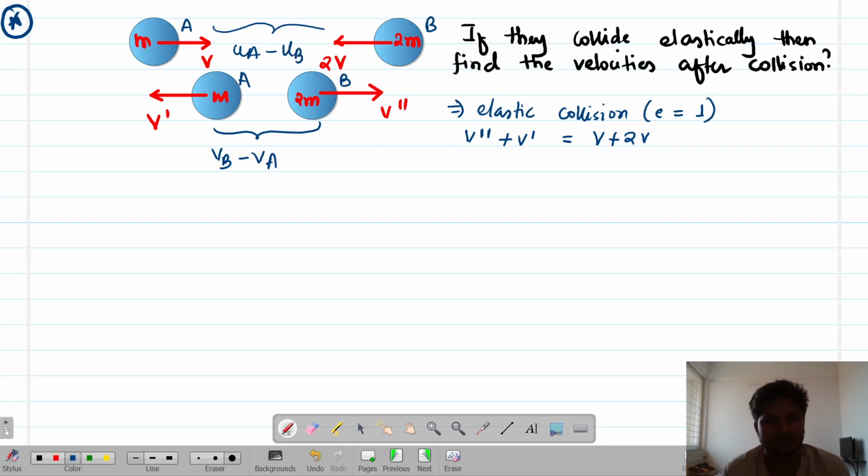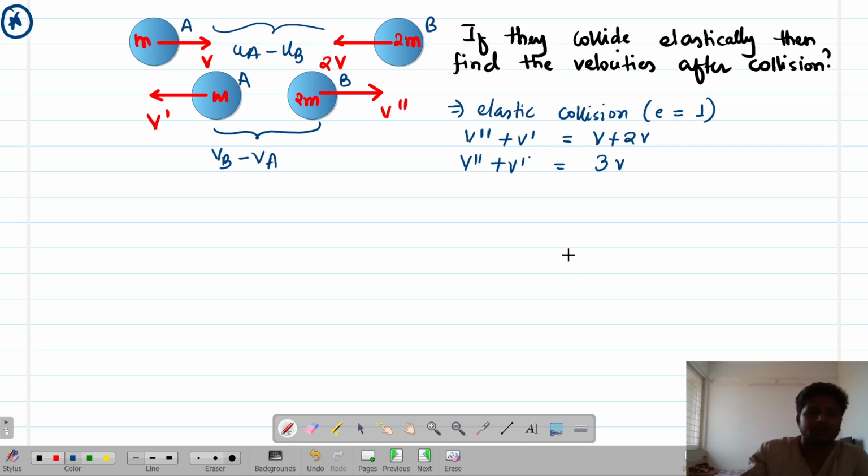Are you able to get me or not? So this is our case. So that means we got our relation: v double dash plus v dash is equal to how much? Thrice v. Are you able to get me or not? Now, this is the elastic case, the first condition. Now we also know that momentum is also conserved over here, isn't it?